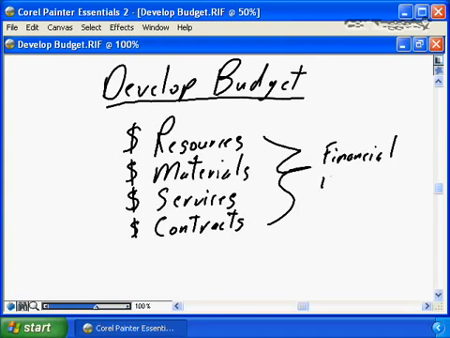to the financial management principles of your organization. Is it a cash flow? Is it the net present value? Is it the future value? How does the financial management of your organization expect a project budget to be produced?